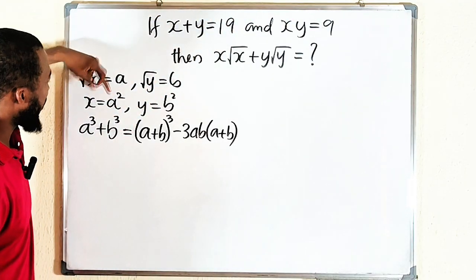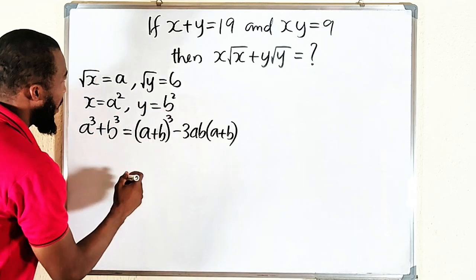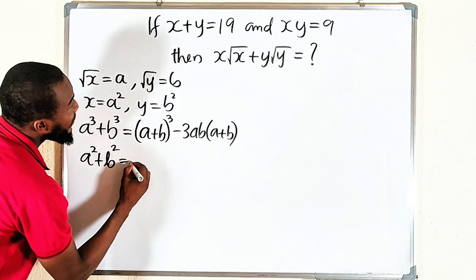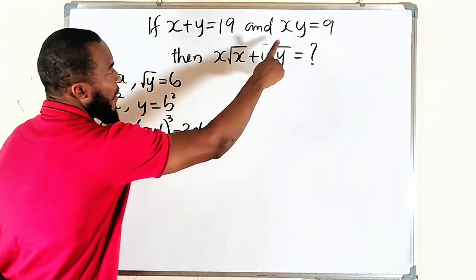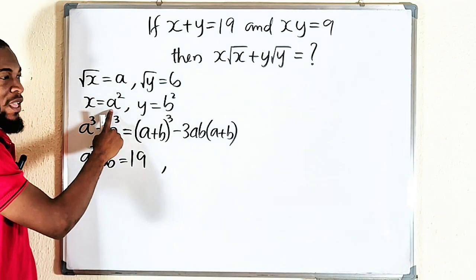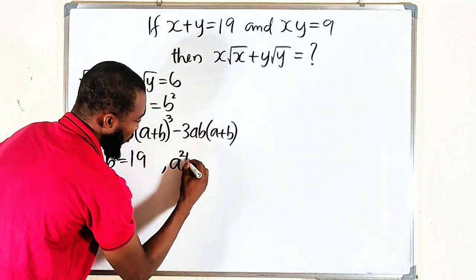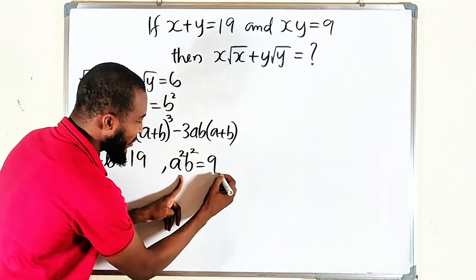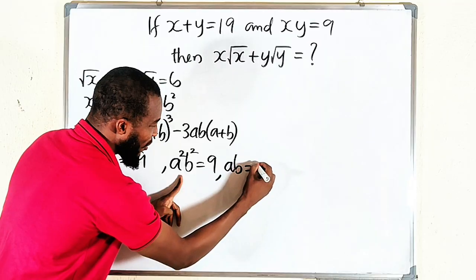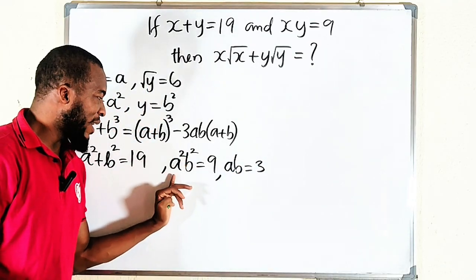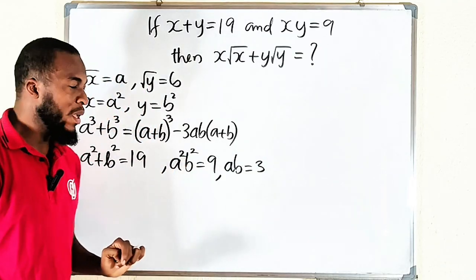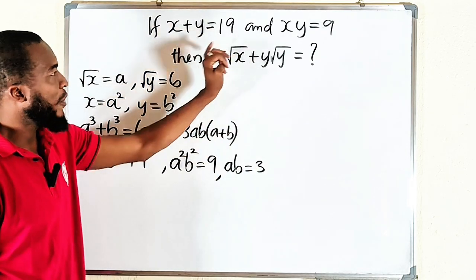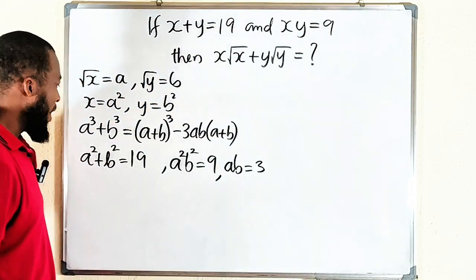Now let's go back to our main two equations. x plus y will now be a squared plus b squared, which is equal to 19. What about x times y? It will be a squared times b squared, which is equal to 9. But from here you can take the square root of both sides, which implies that ab is equal to 3. The square root of the left hand side gives us ab, the square root of the right hand side gives us 3. Why only 3? Because both x and y are positive. You should know that.